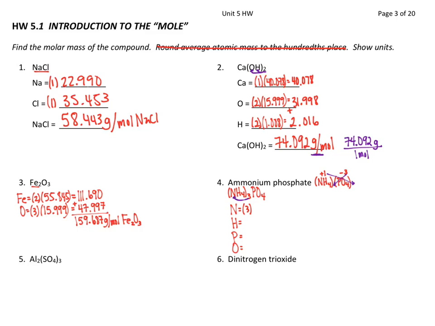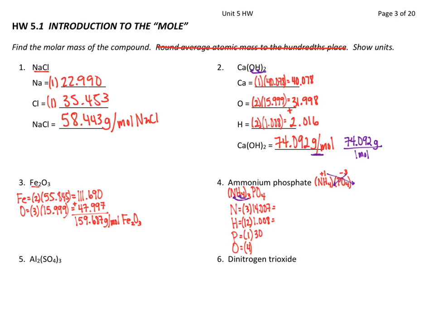I also have to distribute this 3 to this hydrogen, but I already have 4 hydrogens, so it's actually 3 times 4. So in this case, I end up with 12 hydrogens, 1 phosphorus, and I have 4 oxygens. Nitrogen's atomic mass is 14.007. Again, hydrogen's is 1.008.